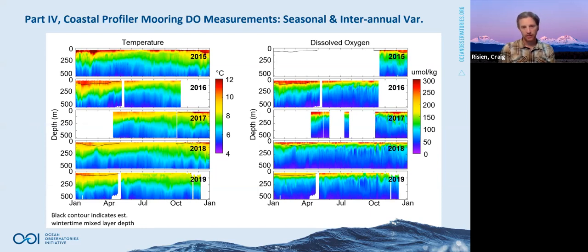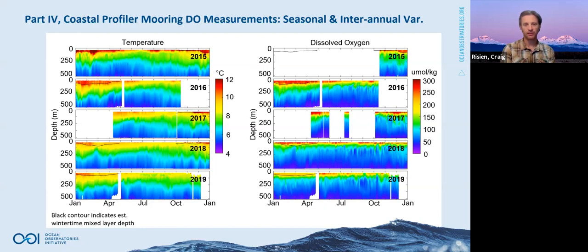So, like I said, the profiler's been out there since 2014 and is currently collecting data. And this rich time series, I think, is shown here, where temperature is shown on the left and dissolved oxygen on the right. And I'm showing 2015 through 2016, 17, 18, and 19, so 5 years of data. And what you can really see from these time series of temperature and dissolved oxygen is that not only are we able to resolve things at more of an event scale, so you can see in early 2015, you can see the blob there, the really warm water in the upper 100 meters.